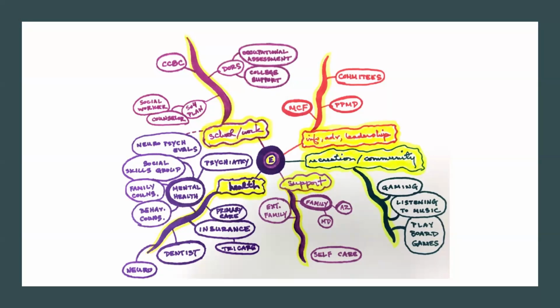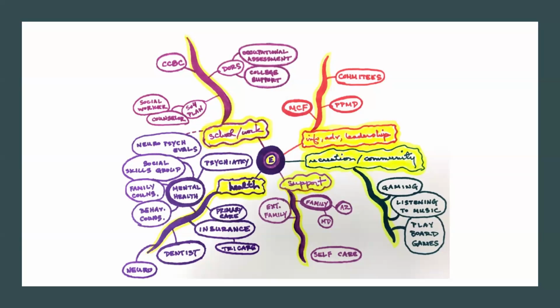So this is one that a friend of mine did for her son, Eli. As you can see, Eli is there in the center. One of the things that really struck me when I looked at this one was that for recreation and community, she had gaming and listening to music. They're not really organized recreation activities. It doesn't have to be that you're playing baseball for the high school team or playing soccer for the adult rec league.